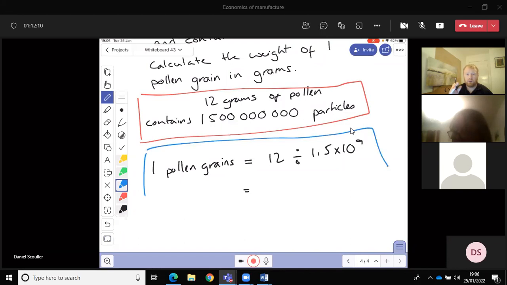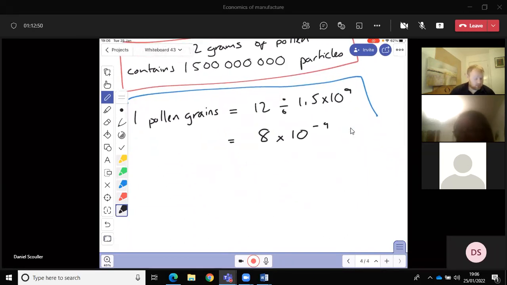Okay, look. So 1 pollen grain equals 12 divided by 1.5 times 10 to the 9. You'd write that out just so the marker could see you're thinking that step. So 12 divided by 1.5 times 10 to the 9 is giving me 8 times 10 to the negative 9. Now it might give you a different format, so it might give you times 10 to the negative 6 and write it a slightly different way, or times 10 to the negative 12, again written in a different way. That's just where they've put that decimal point. That is your answer.